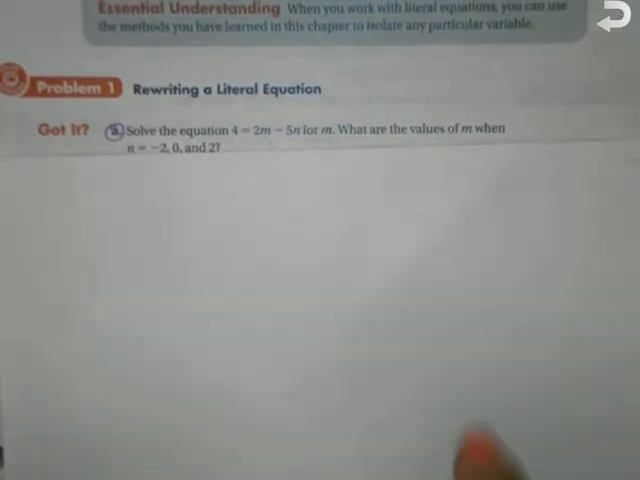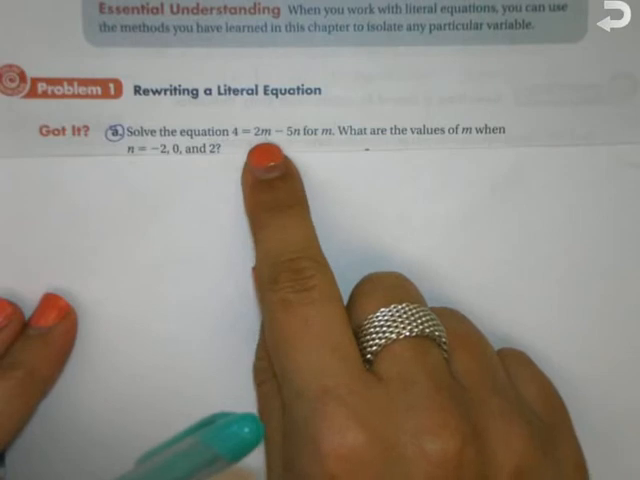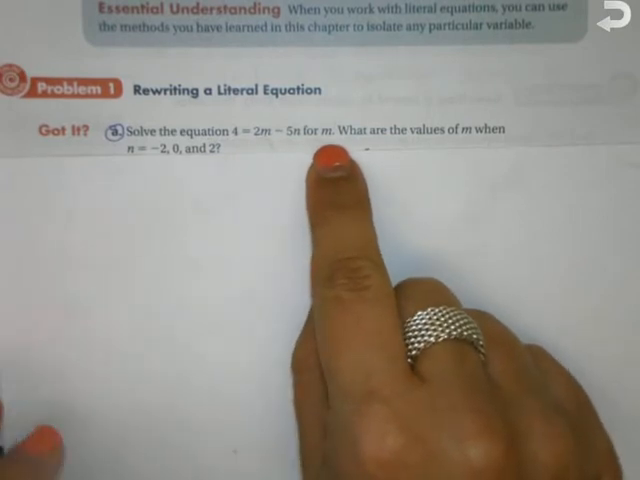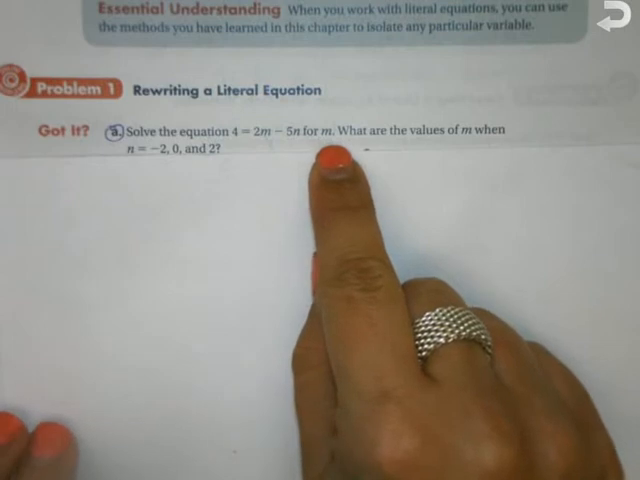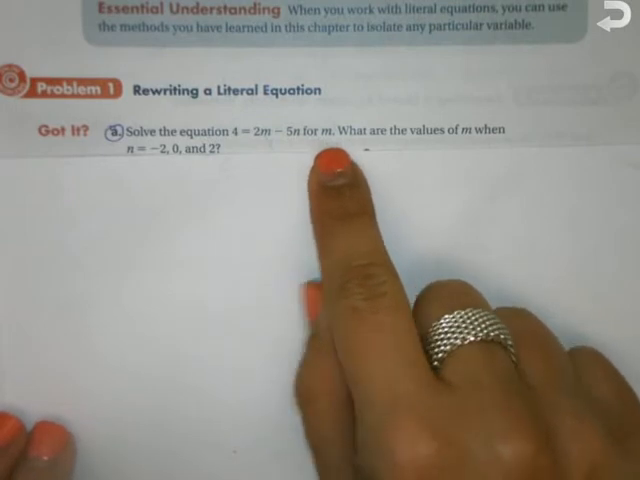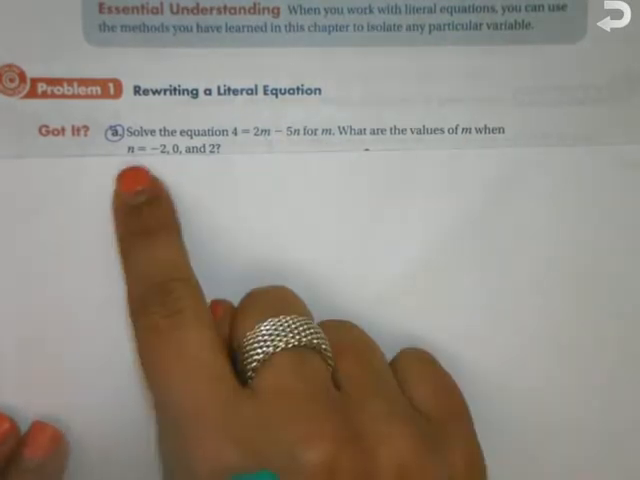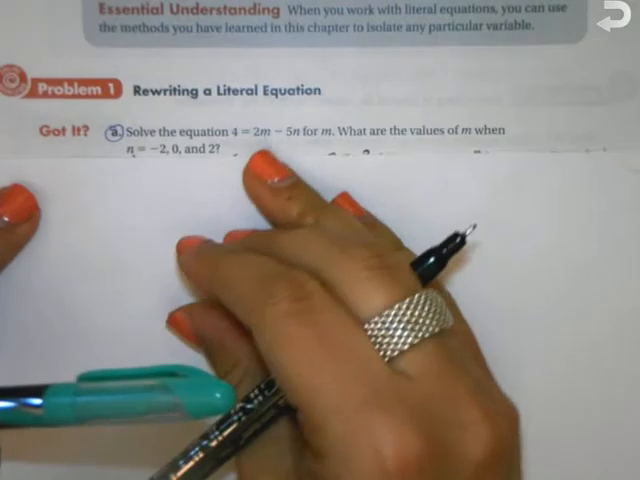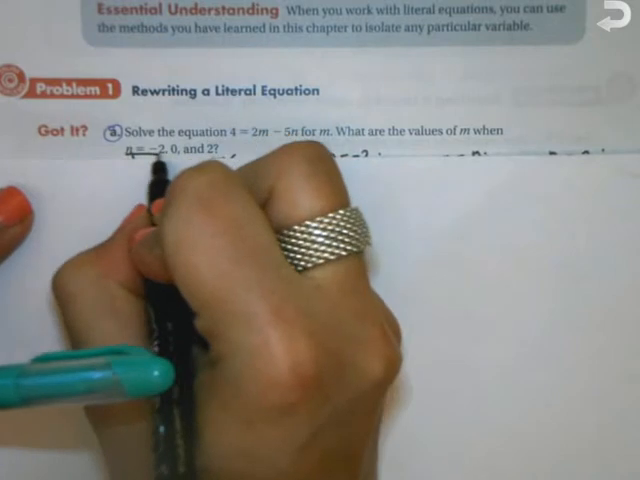First thing I want you to do is solve the equation 4 equals 2m minus 5n for m. So you're getting m by itself. I'll give you a hint. There might be a fraction in there. What are the values of m when n equals negative 2? So just find n equals negative 2 for me. You don't have to worry about 0 and 2. Okay? So just do that one for me.